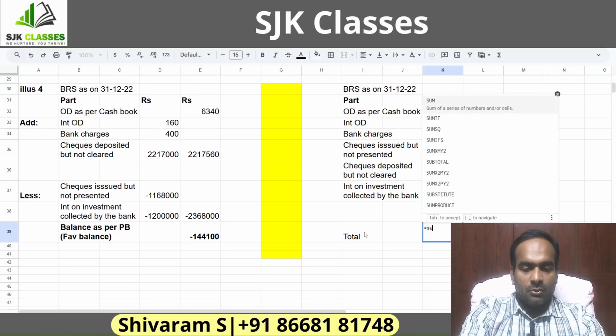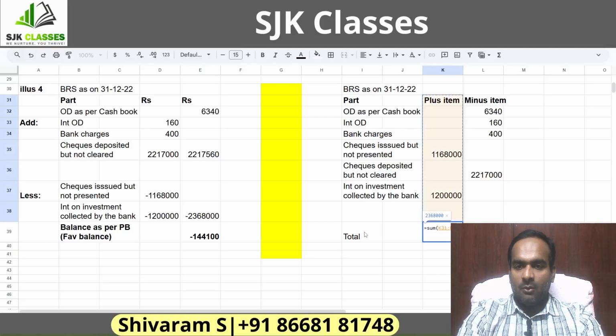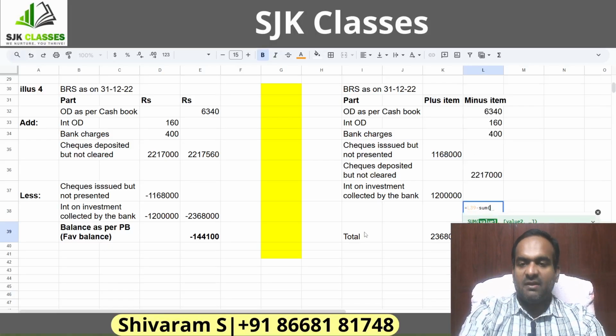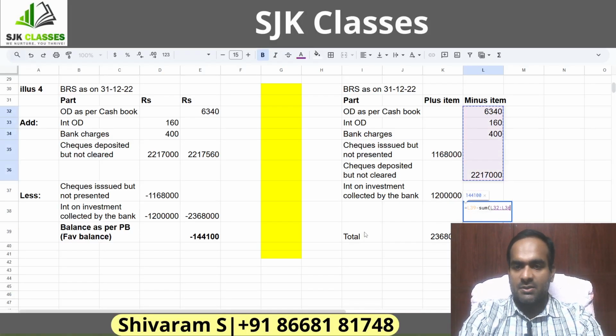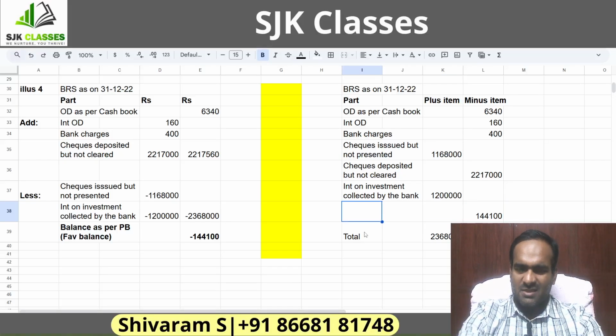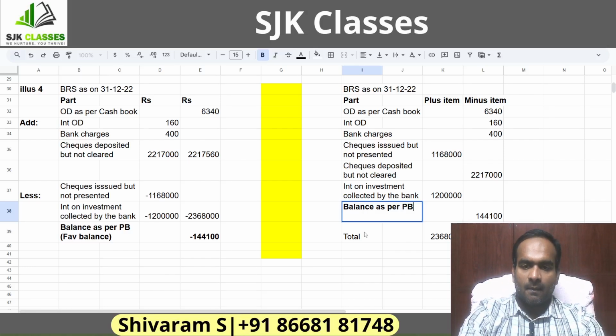Now what should you do? Add up this amount, copy it to the other side, the negative side, and find the balancing figure. Just like the way you tally the ledger, same way you have to do this. So it comes to how much? 1,44,100. Now, what is the meaning of this number? Once again, it's going to be the same point. It's going to be a favorable balance. So balance as per passbook. This is a favorable balance.